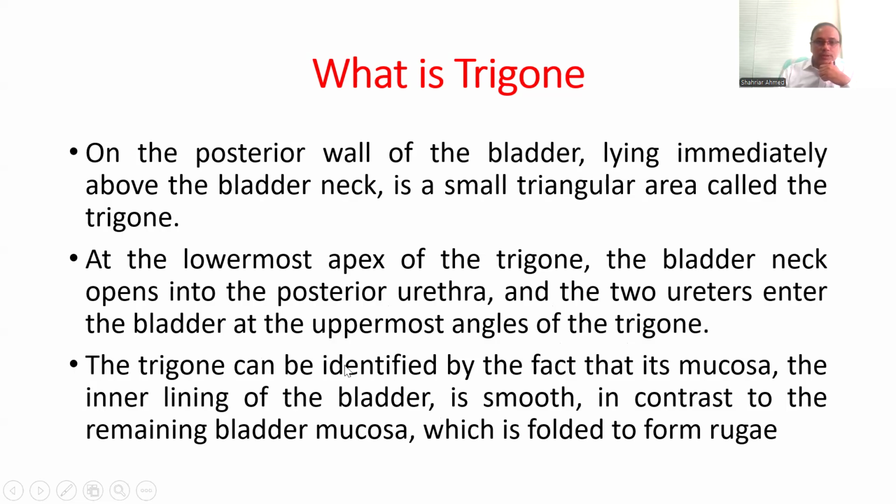How can you identify the trigone? It can be identified by its smoothness, whereas other parts of the bladder are folded to form rugae.